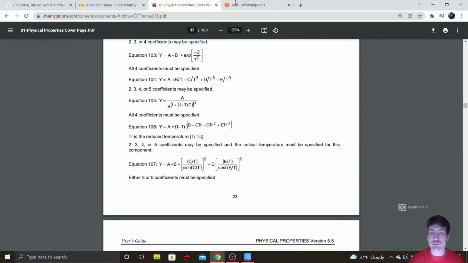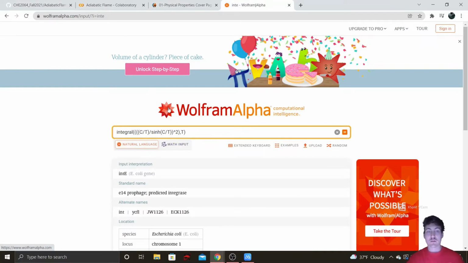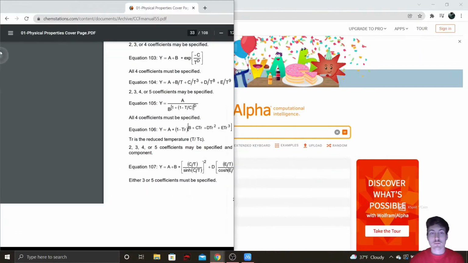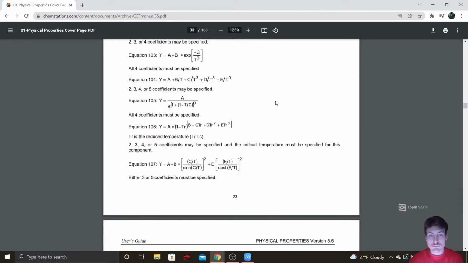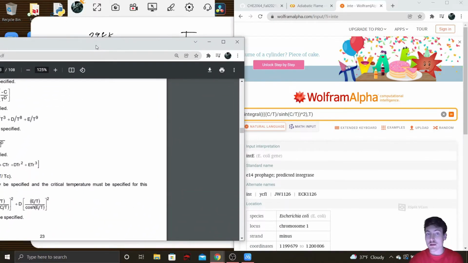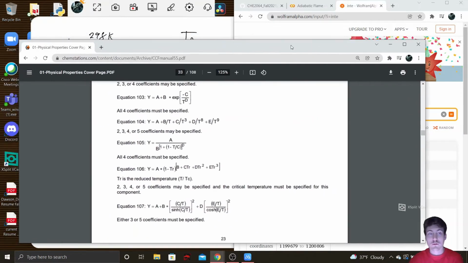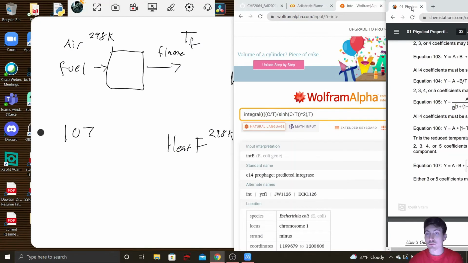If you use Wolfram Alpha, I already typed it out just to save time. So this is part one. It's C over T over sinh, the hyperbolic sine, of C over T squared, and that is what we have. Let me put this back up here.